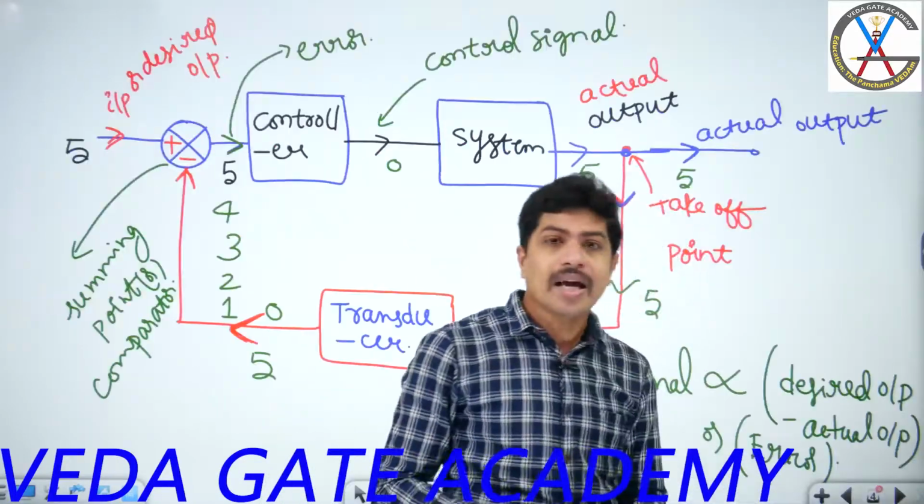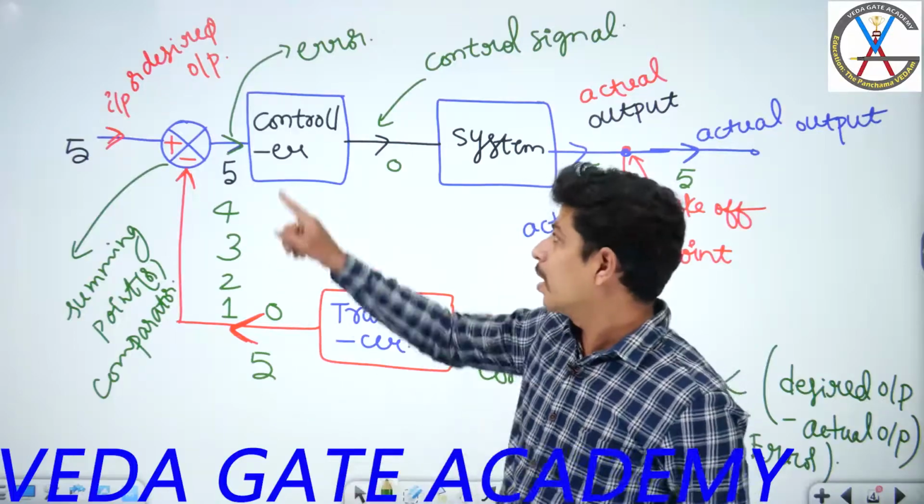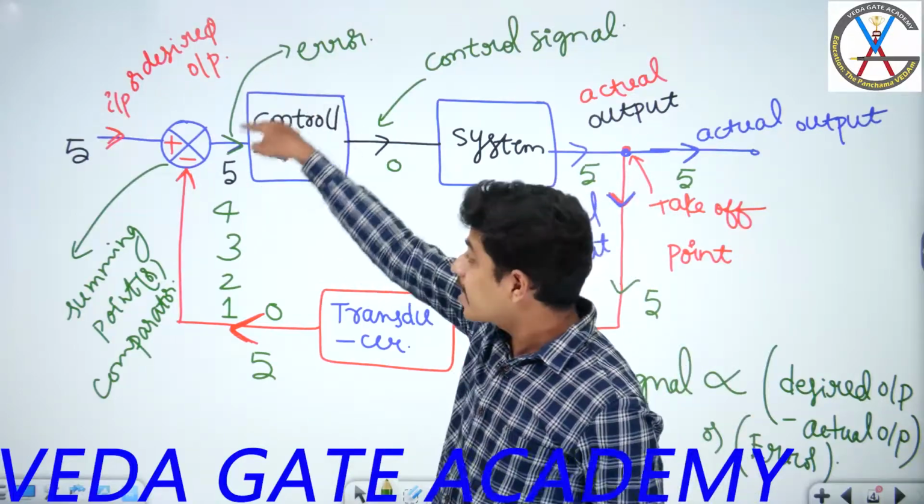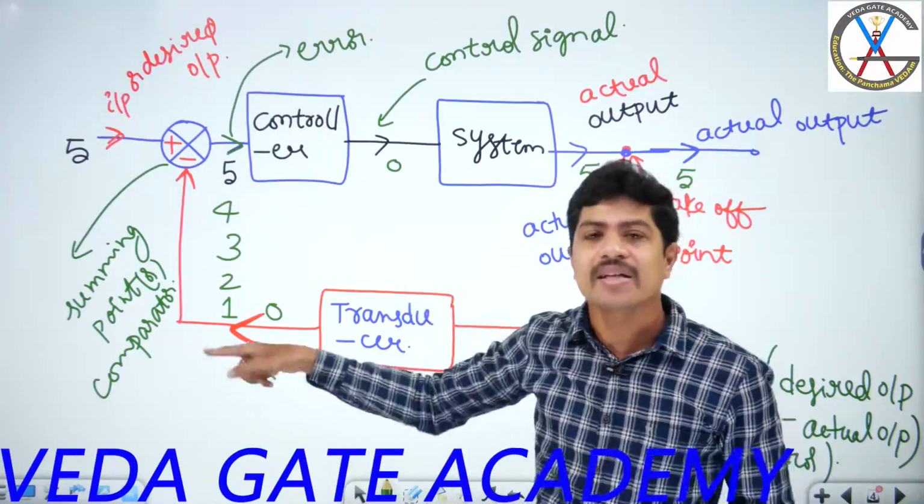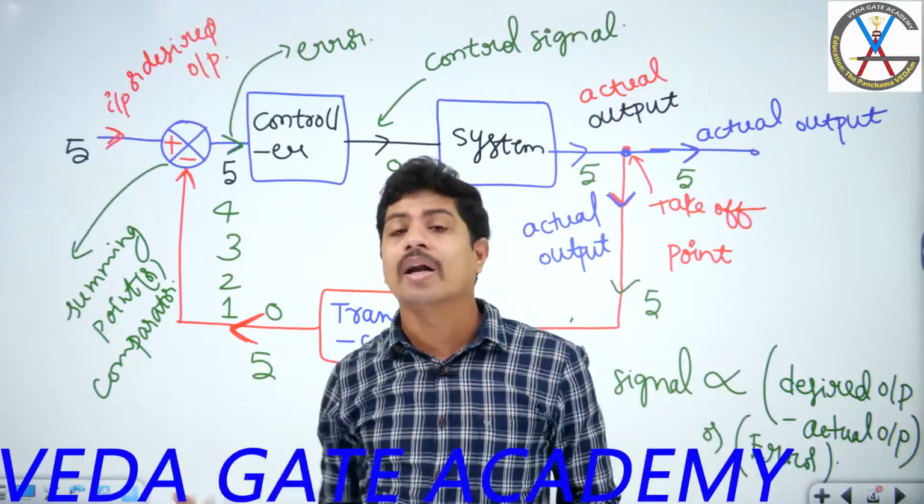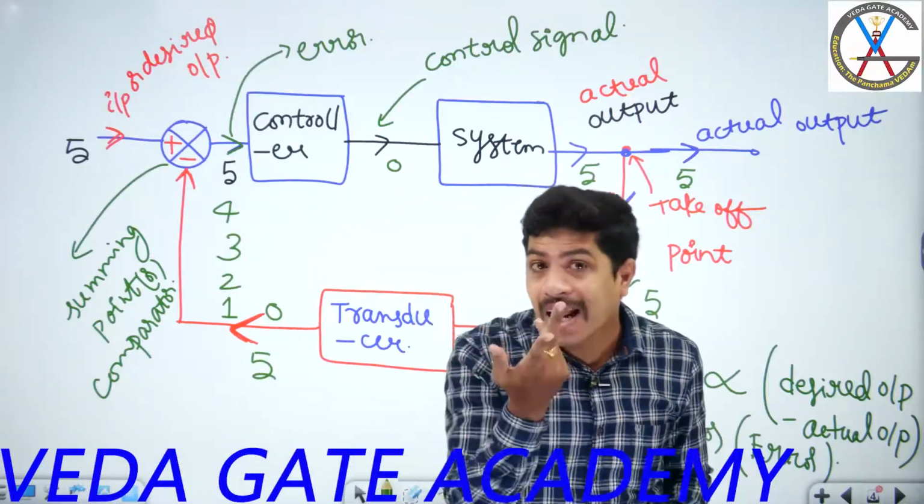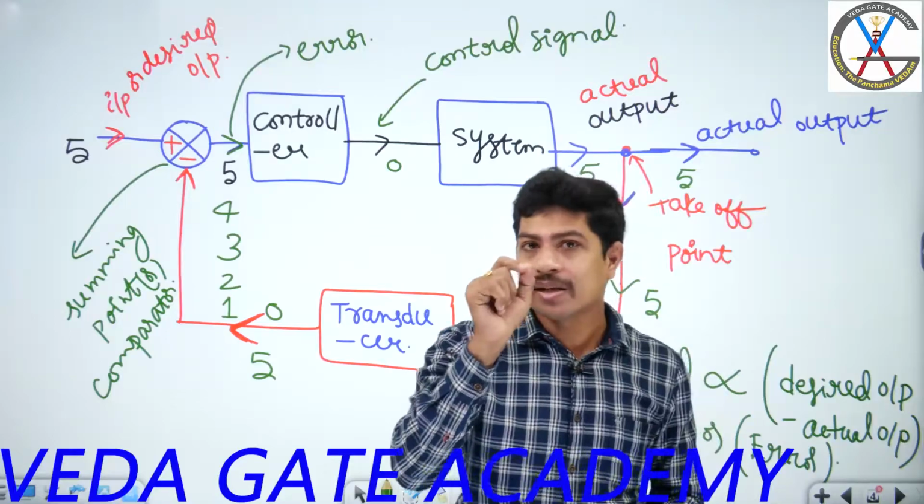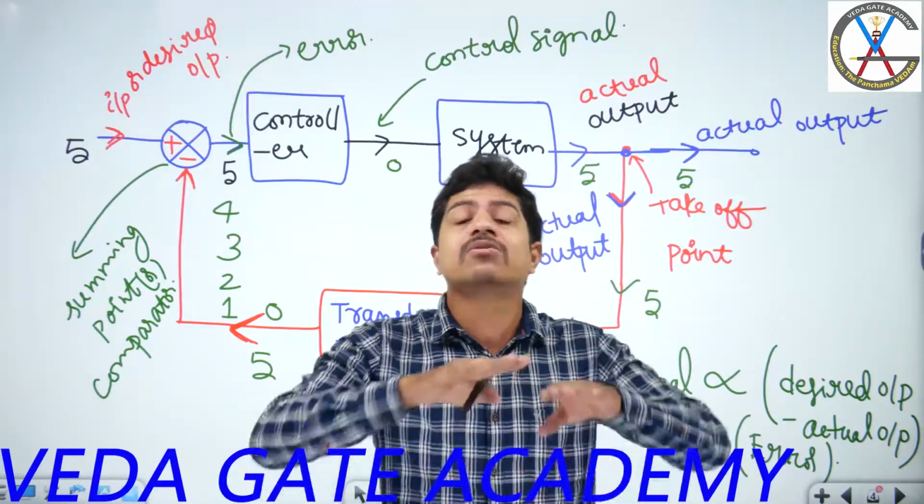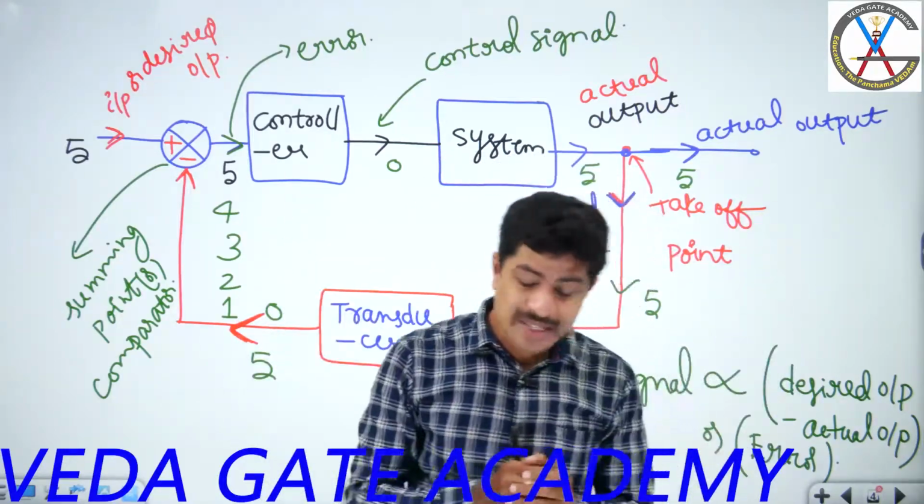Please do not misunderstand this error. This error is required for me. If this error is there, then only my system will work. When we have to measure the error, you have to measure it once it reaches steady state. Sir, what does steady state mean?